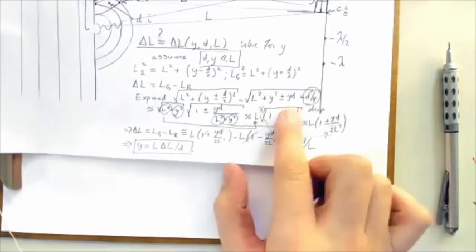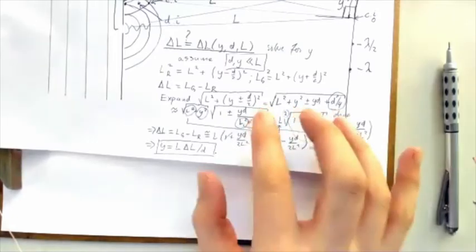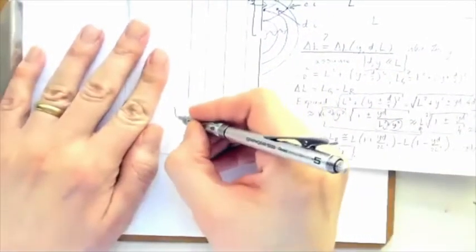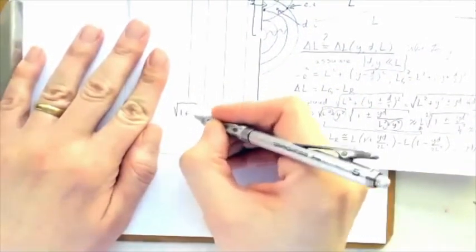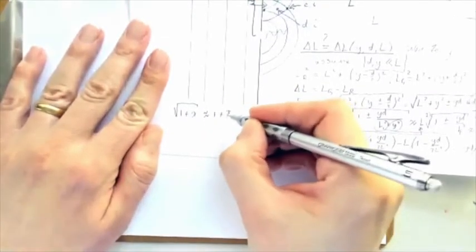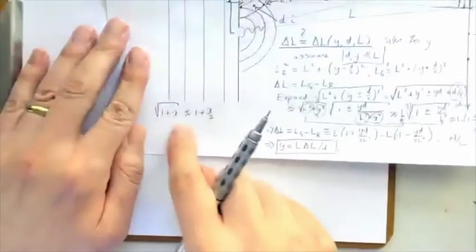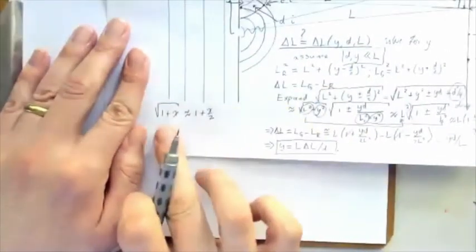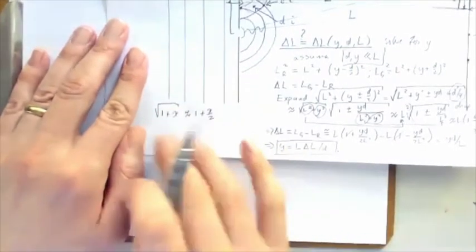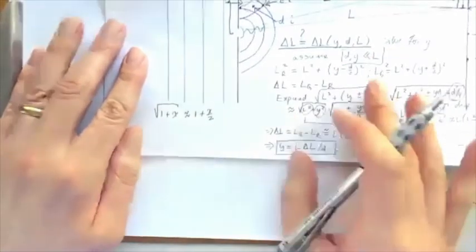So then you have to work this into something of the form 1 plus something. So the canonical Taylor expansion I'm going for here is this one. So if you have the square root of 1 plus x, you can approximate that as 1 plus x over 2. So I want to rewrite that term in this form such that I can use this Taylor expansion and get rid of my square root. Because if I can get rid of my square root, I can subtract the terms. Okay, so that's the point.